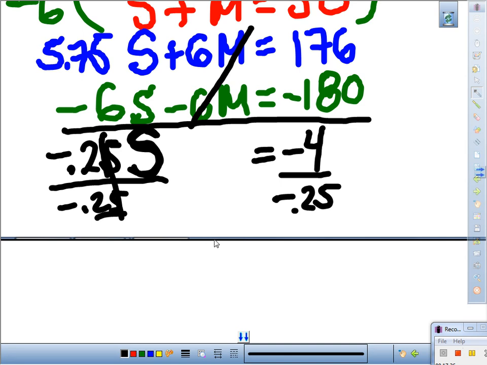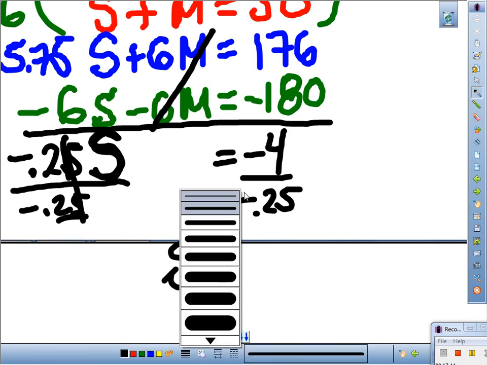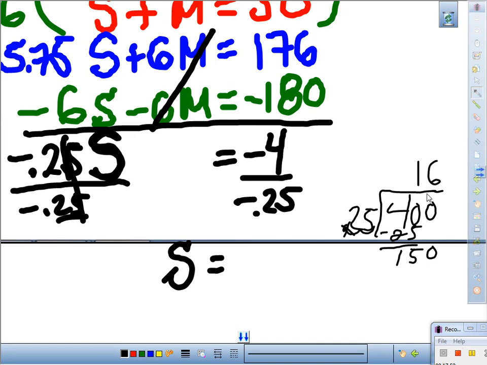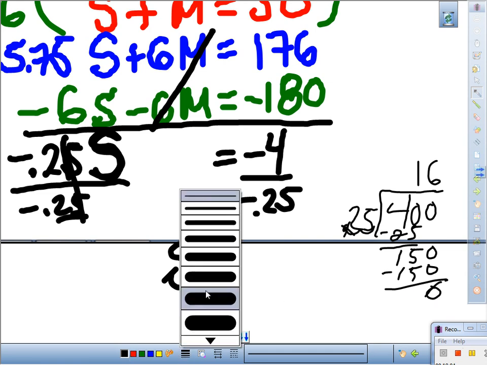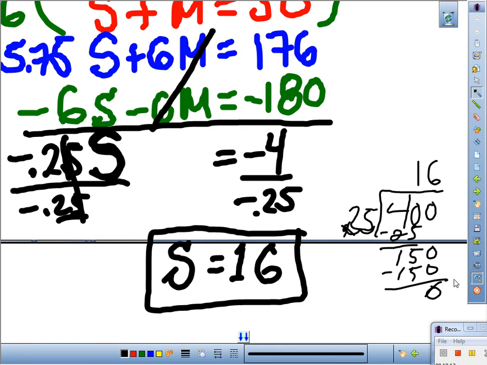This is our one, so we're left with S equals whatever this is. Let's see, I'm going to do that on the side. 4 divided by 0.25. We move the decimal twice. That means we add 2 zeros. No more decimal here. 25 into 40 is 1. 25 subtract, that's 15. Add a 0 into 150, 6 times. Therefore, S equals 16. And zoom out.